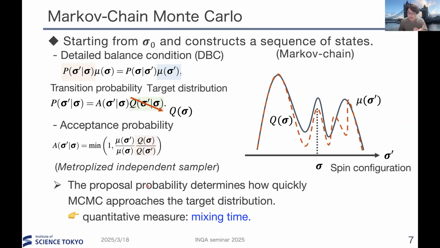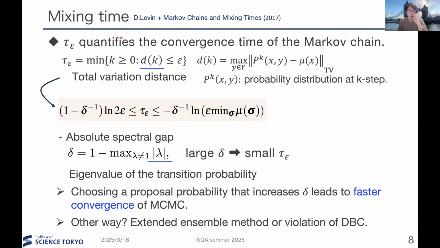The proposal probability determines how quickly MCMC approaches the target distribution. The quantitative measure to quantify this is the mixing time. So let's move on to the mathematical definition of the mixing time. The mixing time, tau epsilon, quantifies the convergence time of the Markov chain. Tau epsilon is equal to the minimum number of iterations of the Markov chain such that the total variation distance between the probability distribution at step k and the target distribution is less than epsilon. And this quantity is bounded by this inequality.